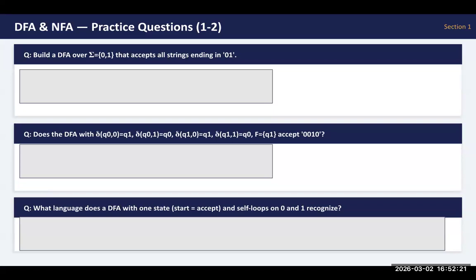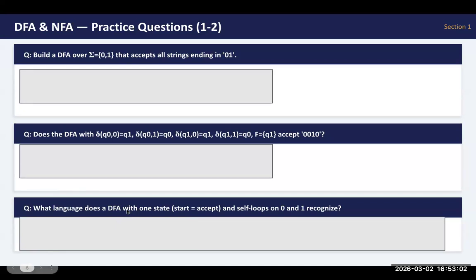So then what they're asking is, will 0, 0, 1, 0 be accepted? So do the computation where you go from Q0, you get 0, you get a Q1, you get 0 again, you get a Q1, you get a 1, you go to Q0, and then you go to Q1. So yes, it would be accepted. And that's a good practice, to just try and map your states together. And then this is something that you guys can try and figure out.